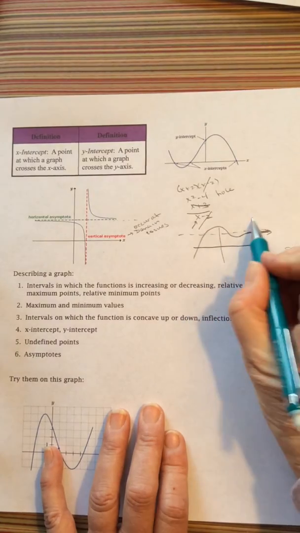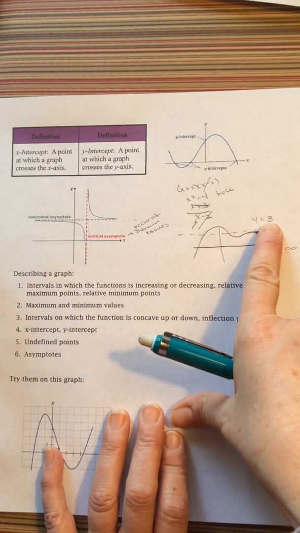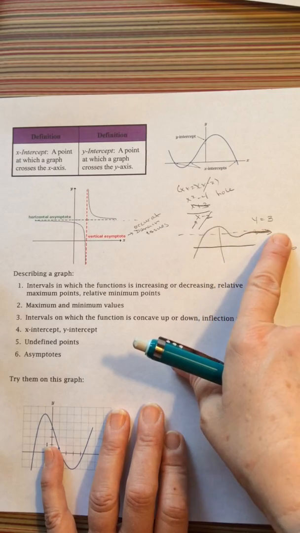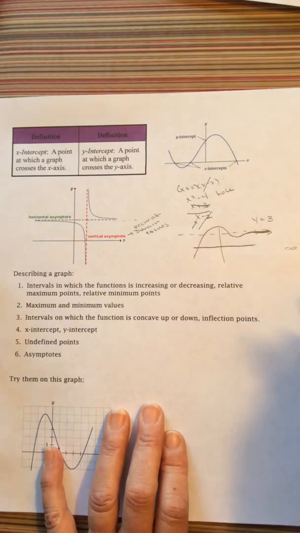So if there's a horizontal asymptote of y equals 3, it doesn't mean the function will never take on the value 3. It just means that as x gets really, really big, that's going to be a limiting value for the function.